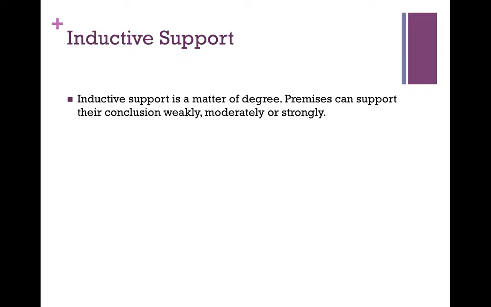Now, as far as inductive support goes, it comes as a matter of degree. As I've said, in an inductive argument, the premises support the conclusion with likelihood or probability. Well, as I'm sure all of you are aware, probability comes in a range from 0 to 100. And so with that in mind, you could have 20% support, 5% support, 90% support. Now, we're not going to get that precise, but we can say that the premises offer weak support. The premises offer moderate support. The premises offer strong support for the conclusion.